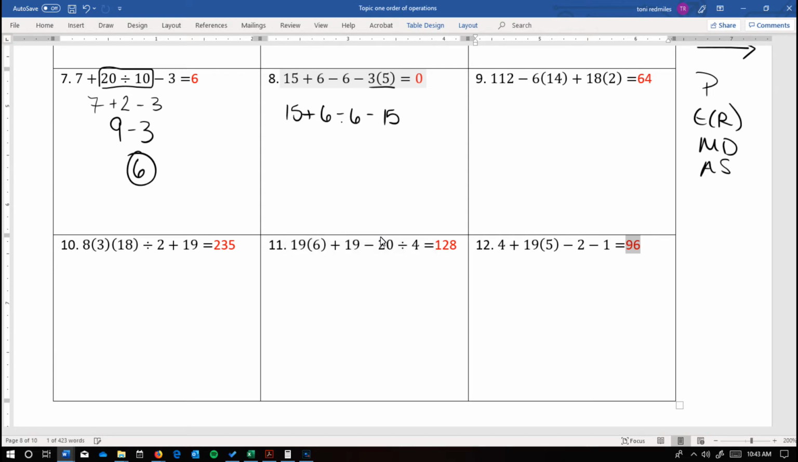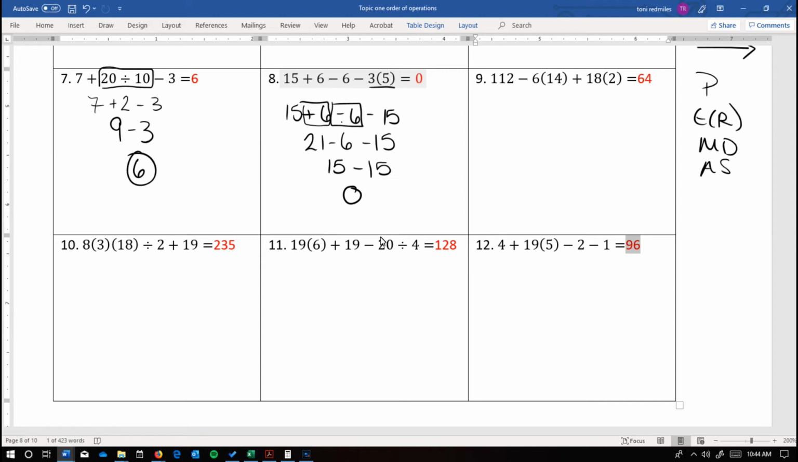All right. Okay, so left to right was my adding and subtracting, right? So 15 plus 6 is going to be 21. Minus 6 is going to be 15. 15 minus 15 is 0. Or if you saw that these have opposite signs, which, like I said, when we get to integers, we will really dive into that, you could have canceled it out. And we'll look at that when we get to integers, okay?